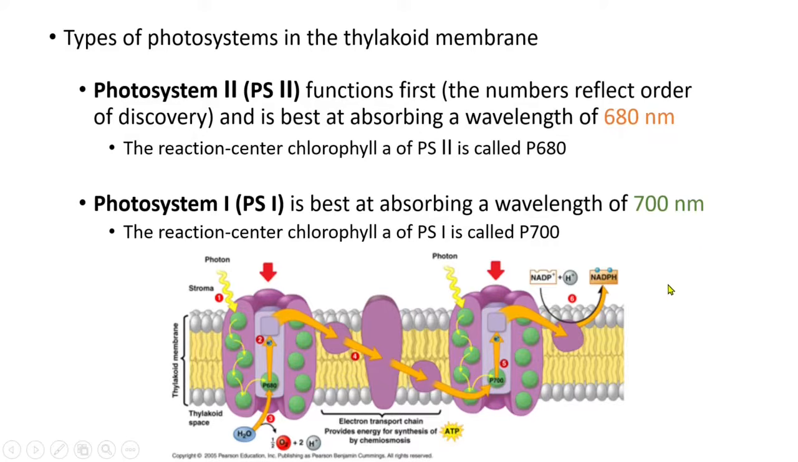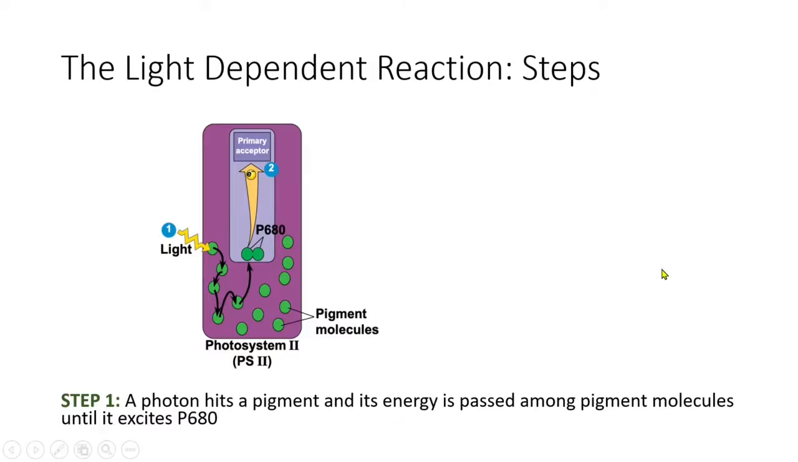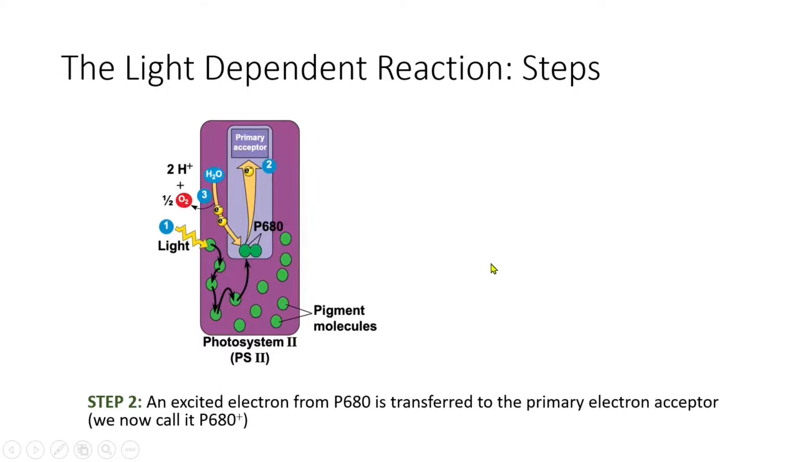Now let's look at the details of the other parts of the light-dependent reaction. As we have mentioned a while ago, step 1 is that a photon hits a pigment and energy is passed among pigment molecules until it reaches P680, which is the special chlorophyll, and releases electrons. Step 2: because of that, the electron becomes excited and is transferred towards the primary electron acceptor.